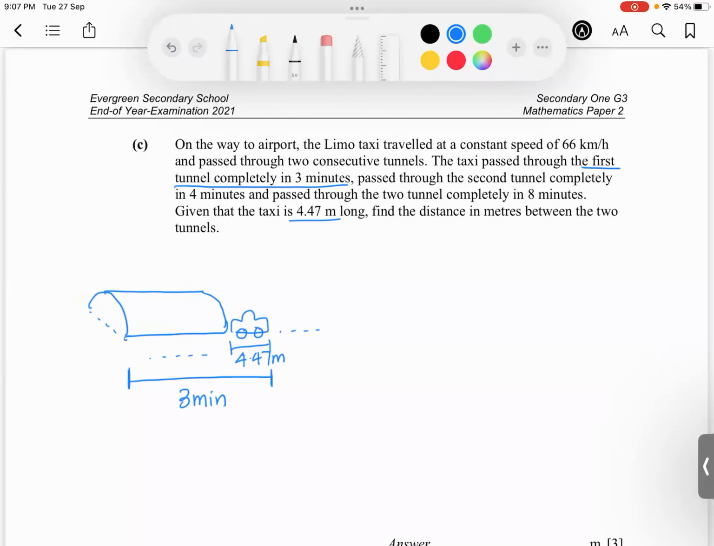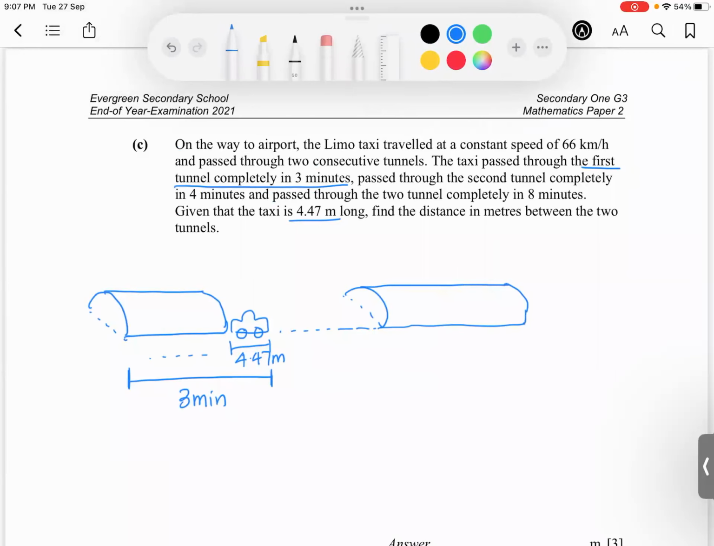Then in between, there is some distance I need to travel, though I don't know how much. Then I come across another, second tunnel, maybe slightly longer. I also don't know. It's the same thing: my car needs to get out of the tunnel.